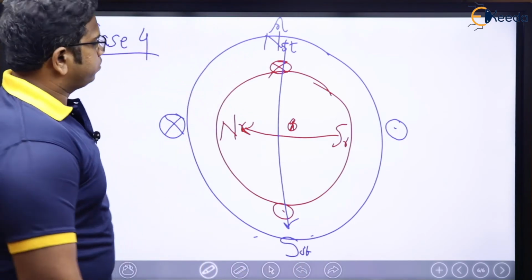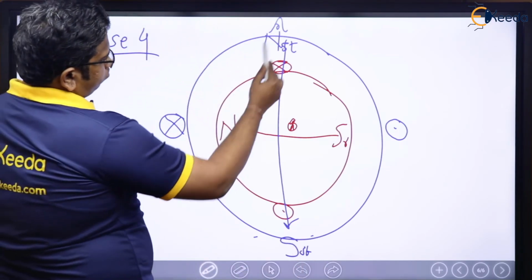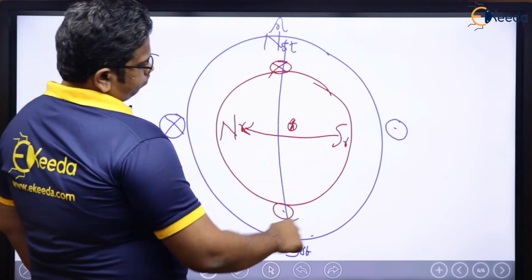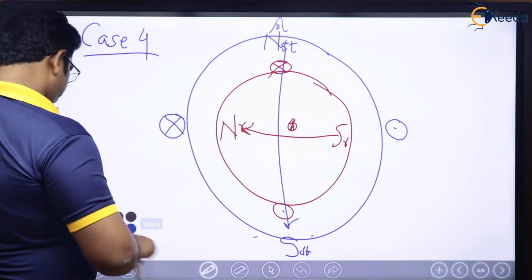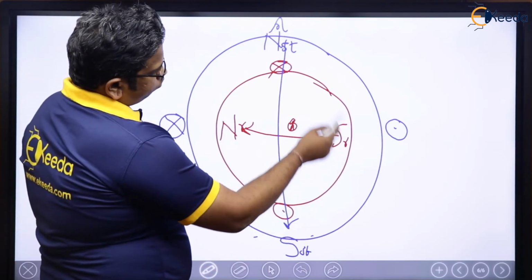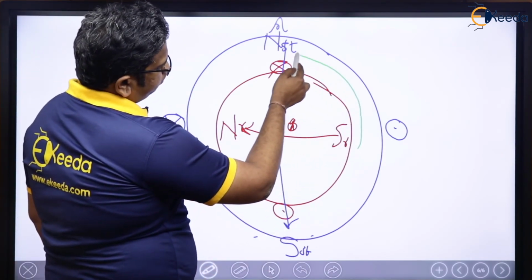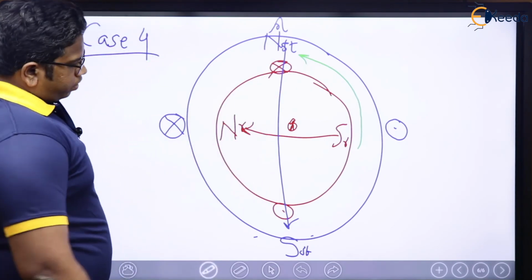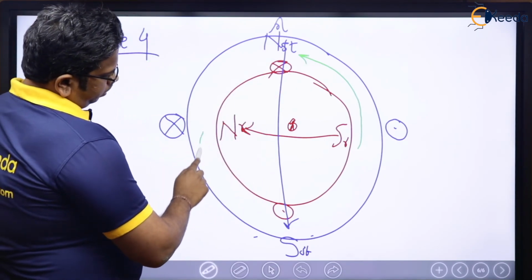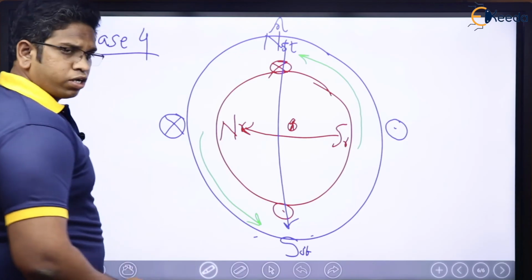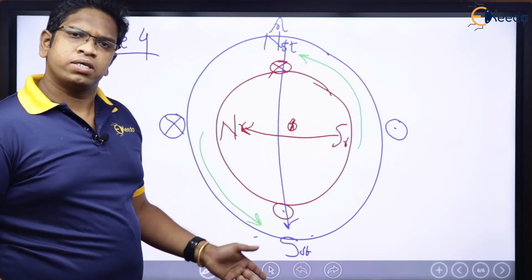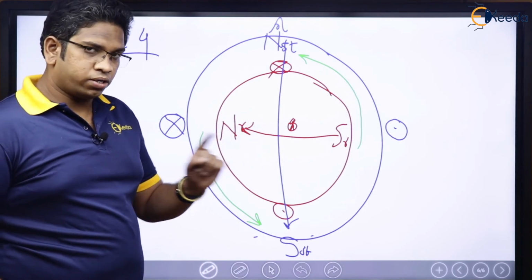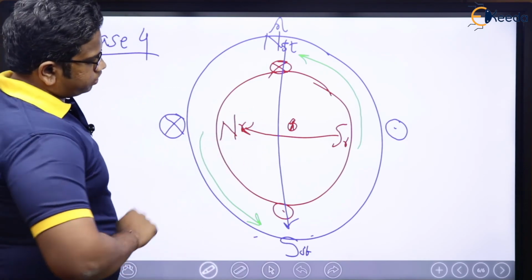Perfect. Now see here, what is happening? North will repel north, south will repel south. North and south will get attracted here like this. And here, north and south will get attracted. Now you tell me one thing. Will the stator rotate? No. Stator is going to be stationary. Rotor will only rotate.